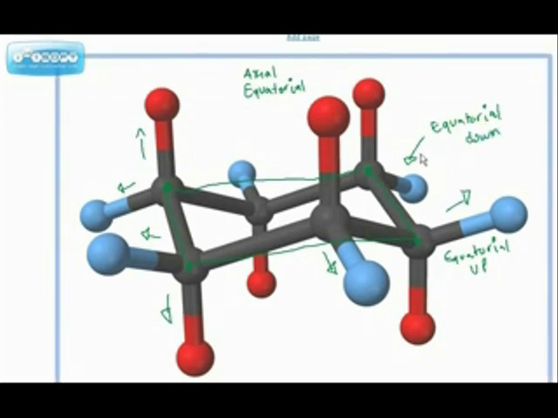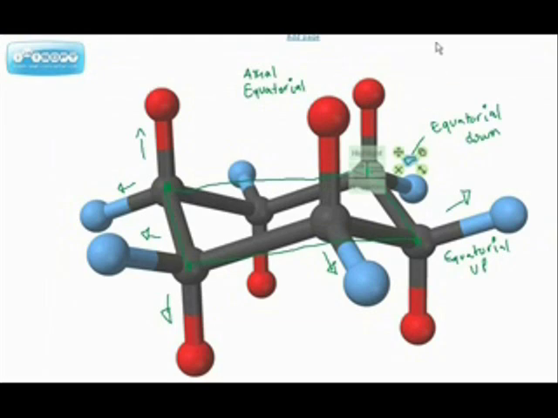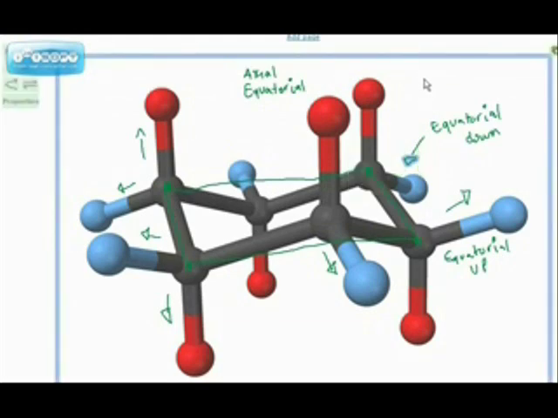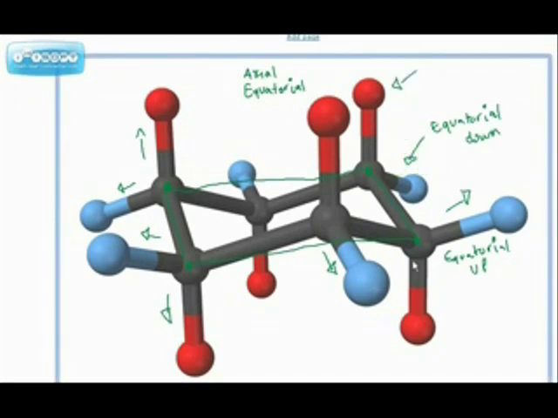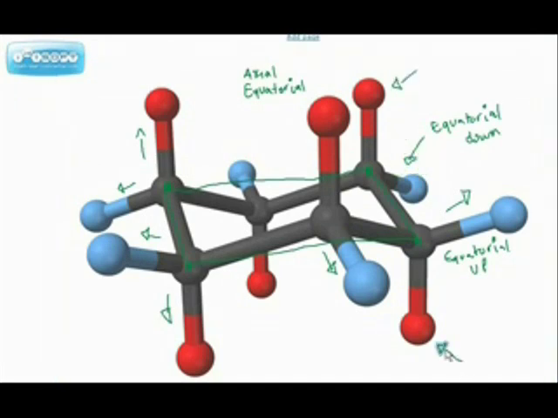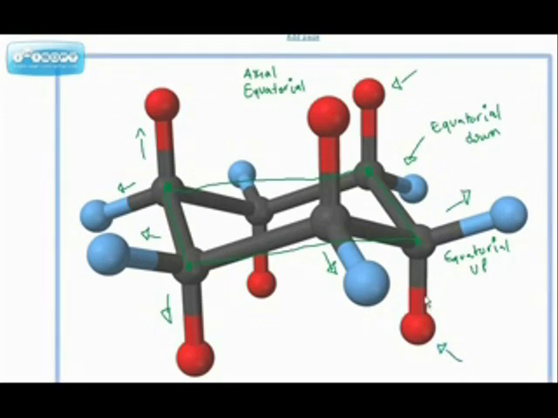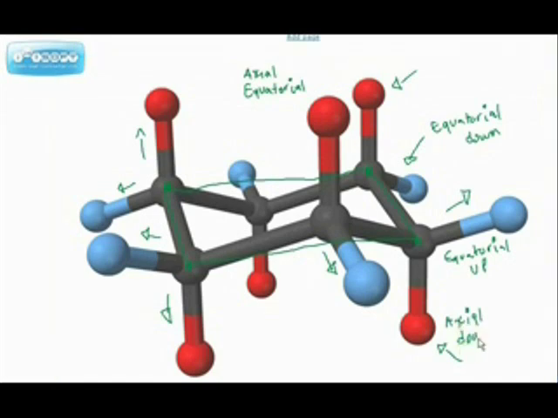Now, for the red color-coded hydrogens, we refer to those as axial. We refer to this red hydrogen as an axial hydrogen. We refer to this one as well as an axial hydrogen. But depending on whether they're pointing up or down, we refer to these from here on out as axial up, or I'm sorry, in this case axial down or axial up.